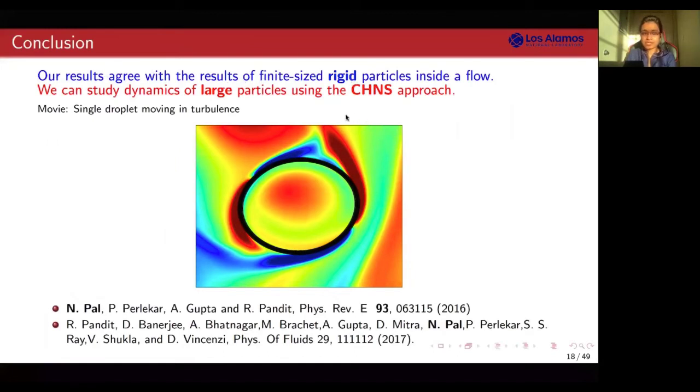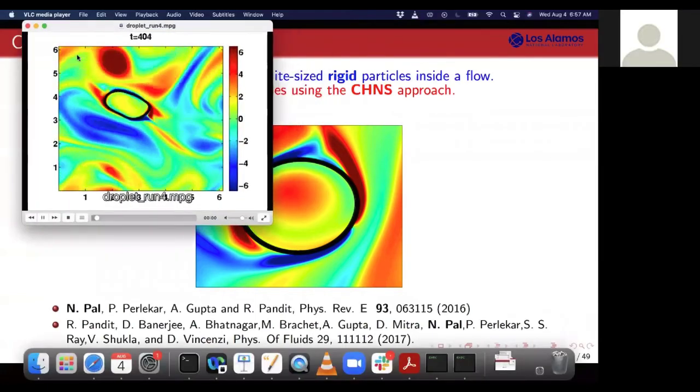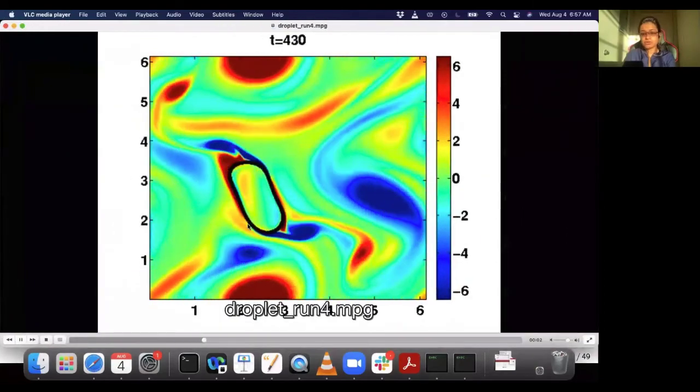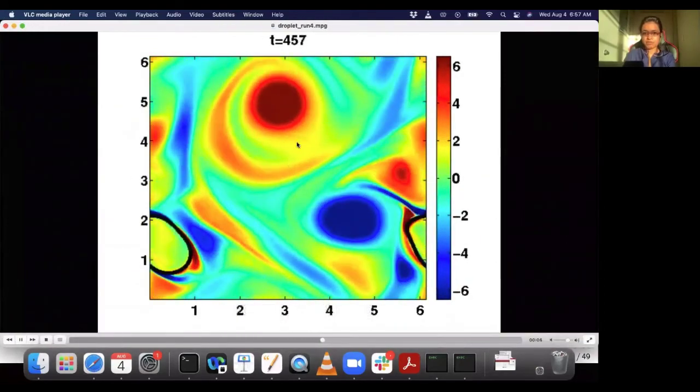It is worthwhile to mention that our results agree with previously published results of finite-sized rigid particles. That is, when the surface tension in our study is large, it agrees with results of previously published rigid particles in the work done by Jeremy Beck et al. And thus we can say that our method to study the dynamics of large particles using Cahn-Hilliard Navier-Stokes is a valid approach.